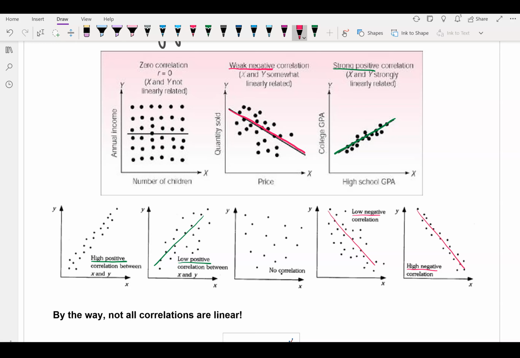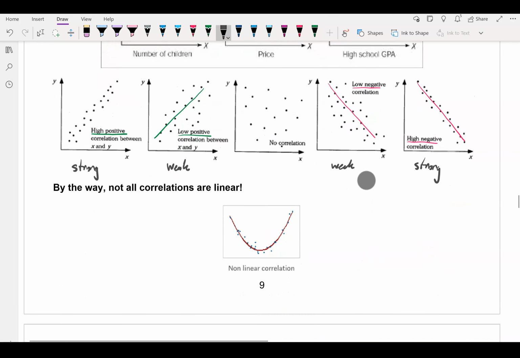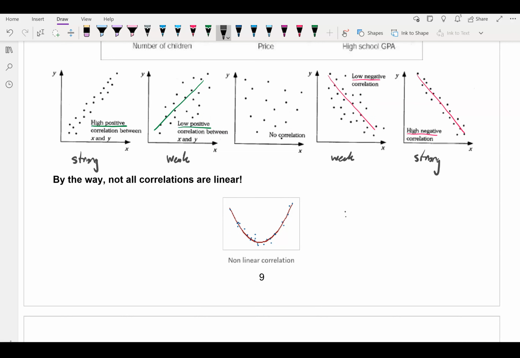So the idea of high positive, low positive, in other words strong, weak, are just different words depending on different textbooks, but they all mean the same thing. How related are they? How closely clustered to a line of best fit are they? And finally, by the way, not all correlations are linear. You can have a smiley face correlation or all sorts of crazy correlations. They're not linear, but you could definitely draw a line through them. We're just not going to draw a line through them in this course.